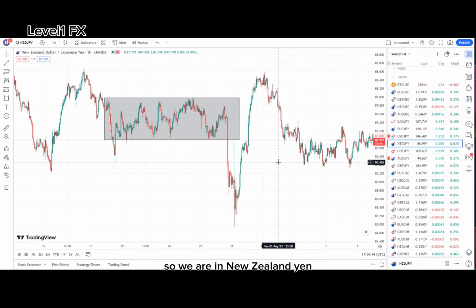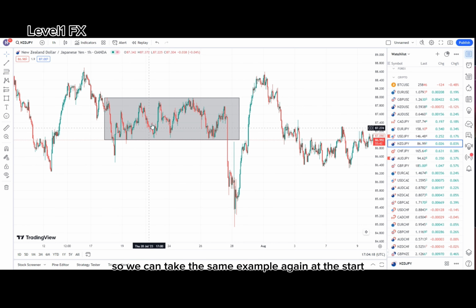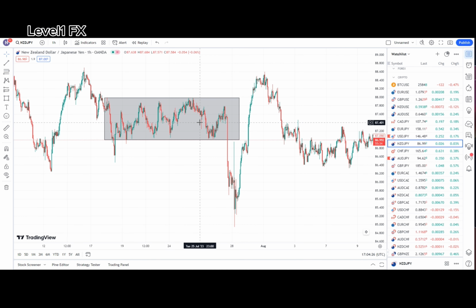So we are in New Zealand yen and it's the same chart as the picture. So we can take the same example again at the start. So we can see the price here has gone up and down very easily. And that's how we know that's a fair value, because the price has been there for a long time. Okay.